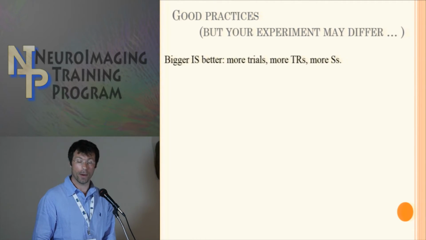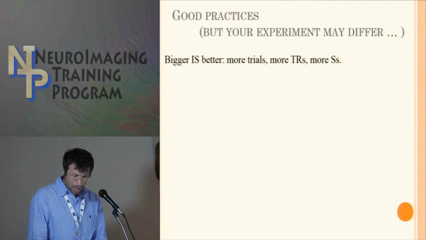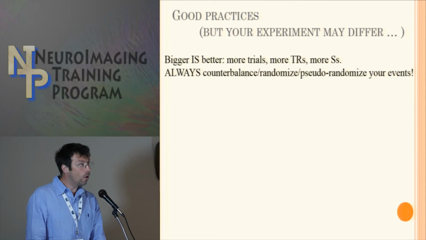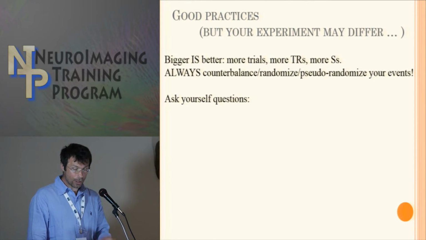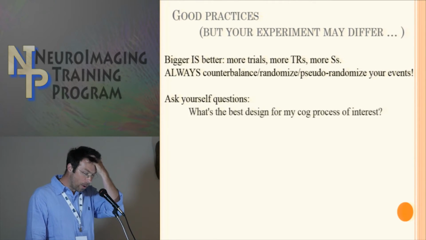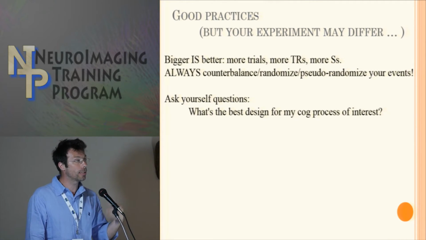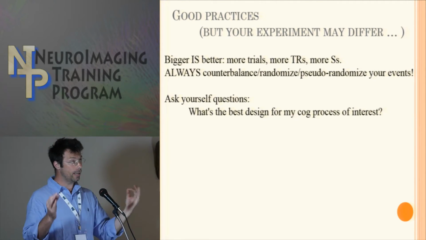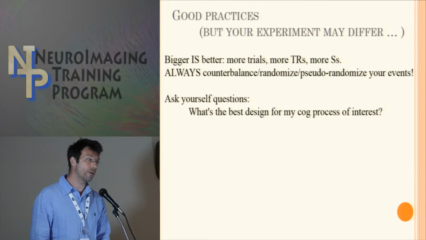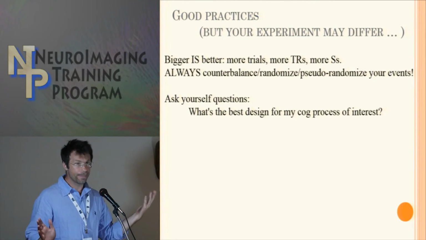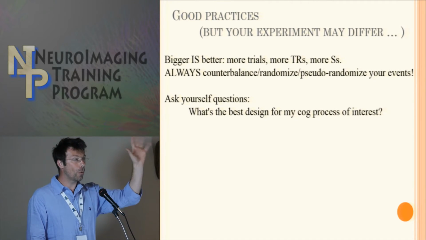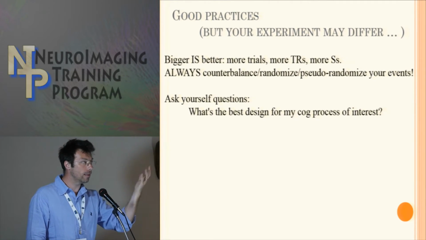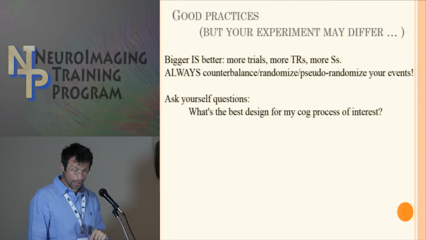So let me bring this together with a good practices summary. Of course, keep in mind, I'm going to make some general remarks. Your specific experiment might have good reasons for differing from what I'm going to say. For one, bigger is better. More trials, more TRs, more subjects. Always counterbalance, randomize, pseudo-randomize, whatever you can do. And then ask yourself many questions.